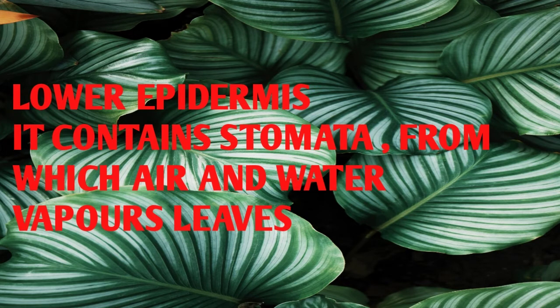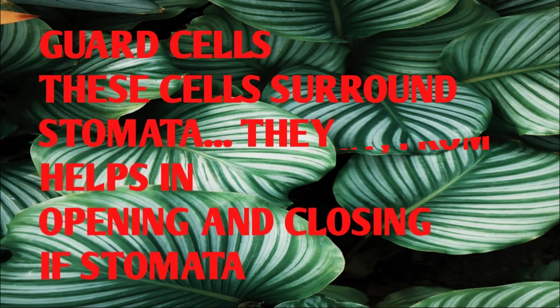The fourth part of the leaf is guard cells. Guard cells surround the stomata. They help in opening and closing of stomata.